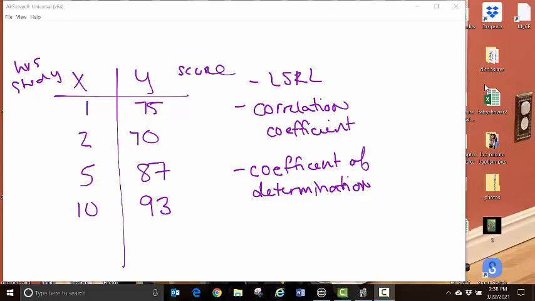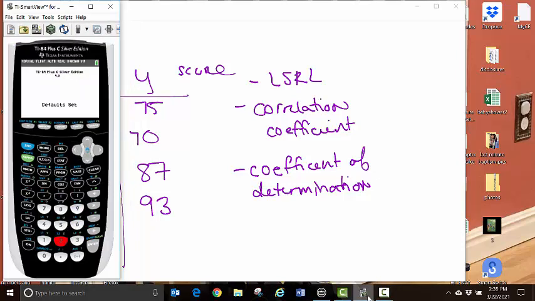Okay, so problem 1 on the review, we have an explanatory variable of hours that you're studying for a giant exam, and the score that you get on the exam. In the Y column, that's the response variable. This feels like it's a horrible test, okay? So right now you're finding the least squares regression line, correlation coefficient, and coefficient of determination.